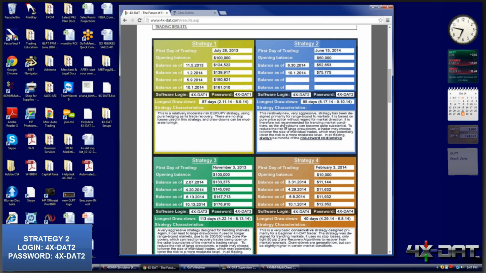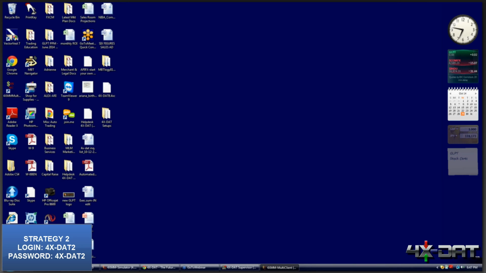It performs not as well in trending markets, but because of its aggressiveness, there is a very high risk to reward relationship here. We started June 15th. I apologize. We were as many as 85 days without profit between 6/17 to 9/10. That's 85 days, almost 3 months. And let's look at how the strategy's built.